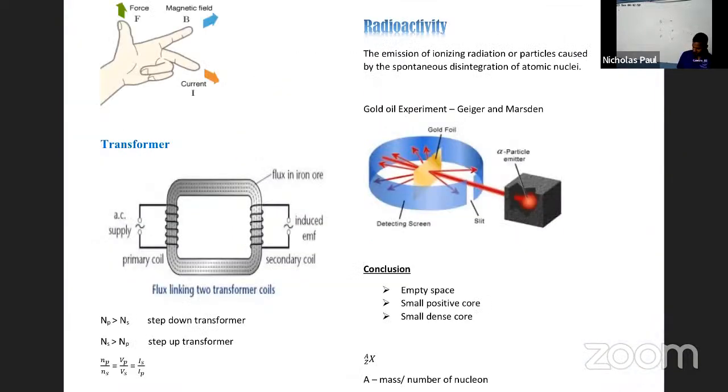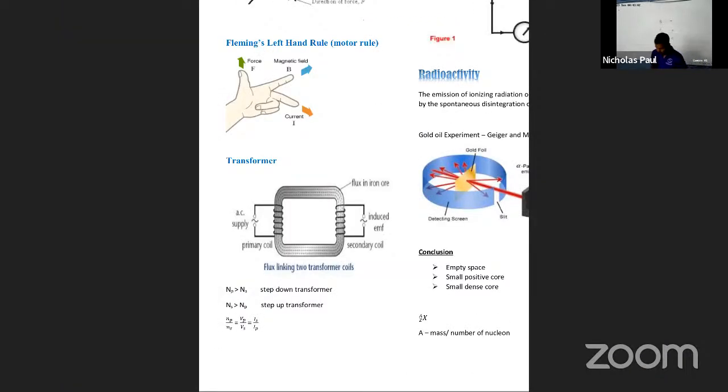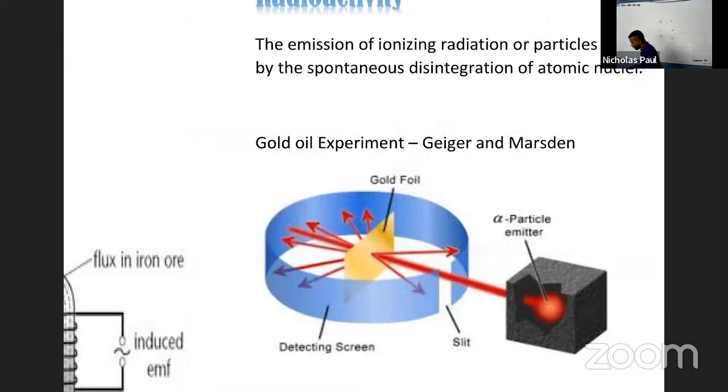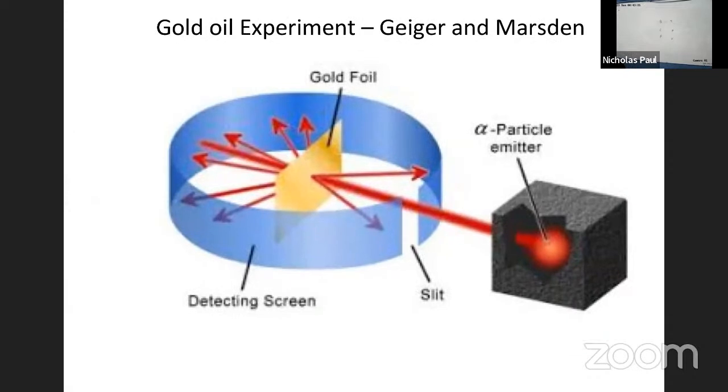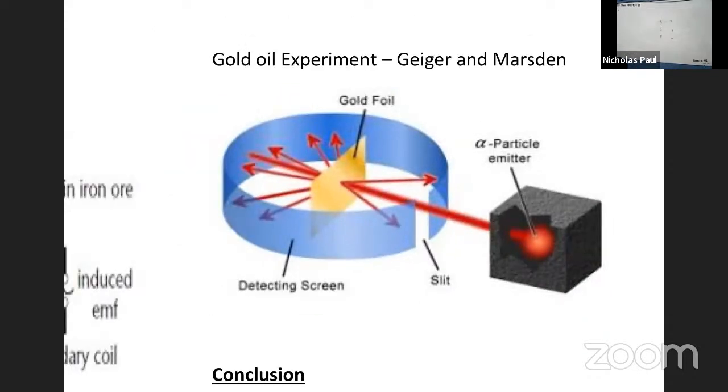The first part of radioactivity has to do with figuring out what the model of the atom looks like. So the first part is the Geiger-Marsden experiment. They shot alpha particles at a sheet of gold foil, and they observed 3 things. Most of the alpha particles went straight through, a very small amount was deflected, and an even smaller amount was reflected. As a result, there are 3 conclusions.